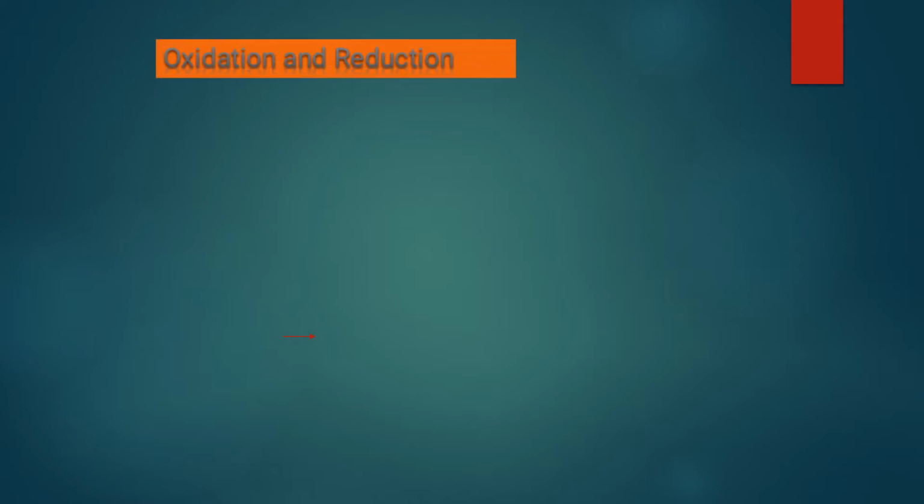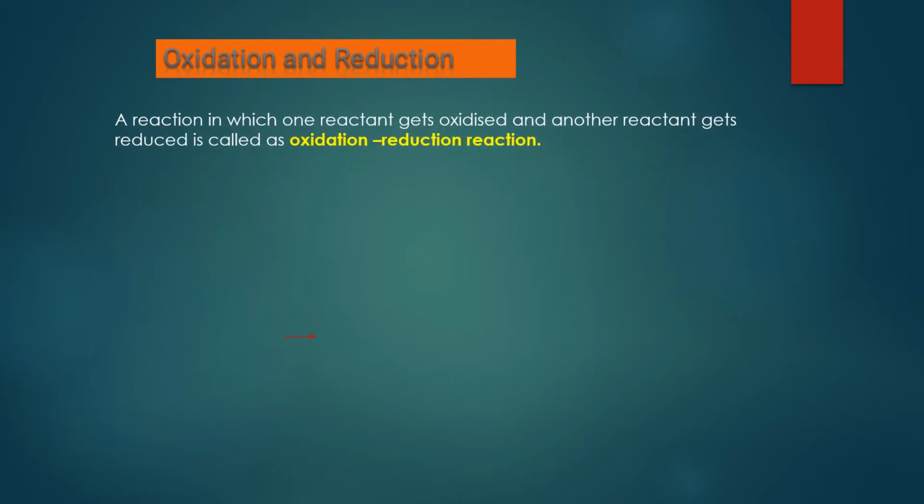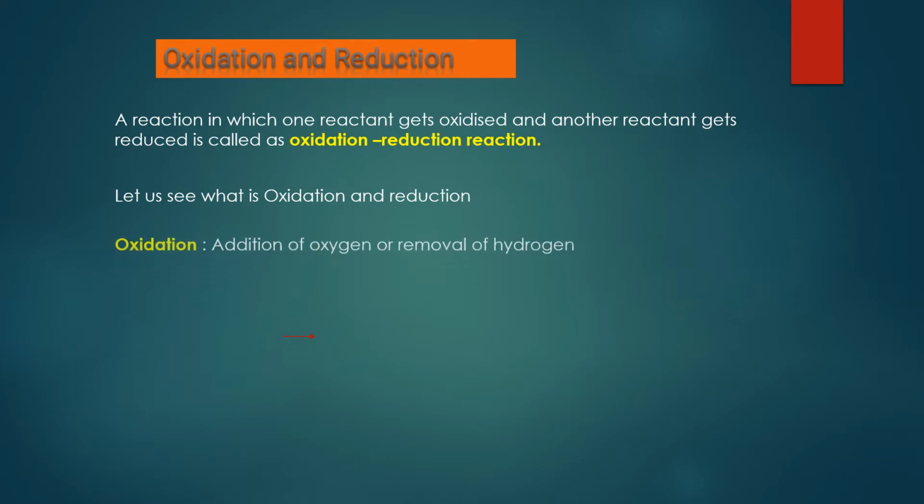We are going to study the fifth and last type of reaction, which is oxidation and reduction, or in other words, it is called as redox reaction. A reaction in which one reactant gets oxidized and another reactant gets reduced is called as an oxidation reduction reaction. Let us see what this oxidation and reduction is.